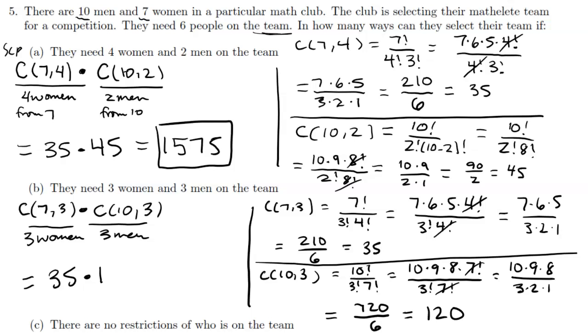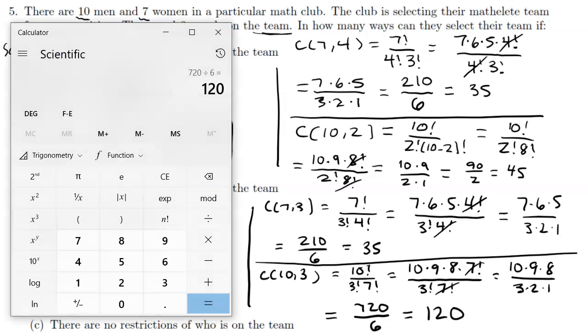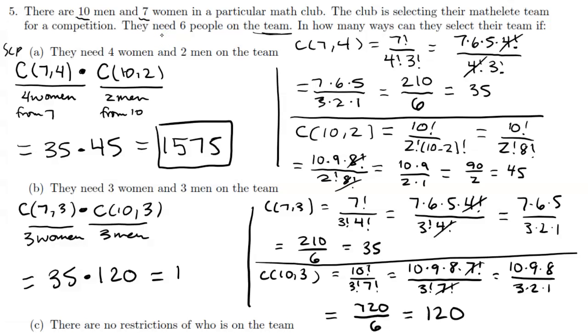So this time we have 35 times 120, which is 4,200. So different ways of putting the teams together.